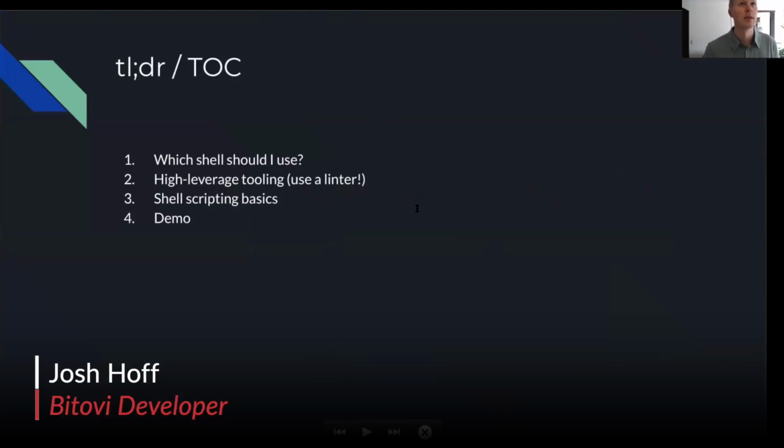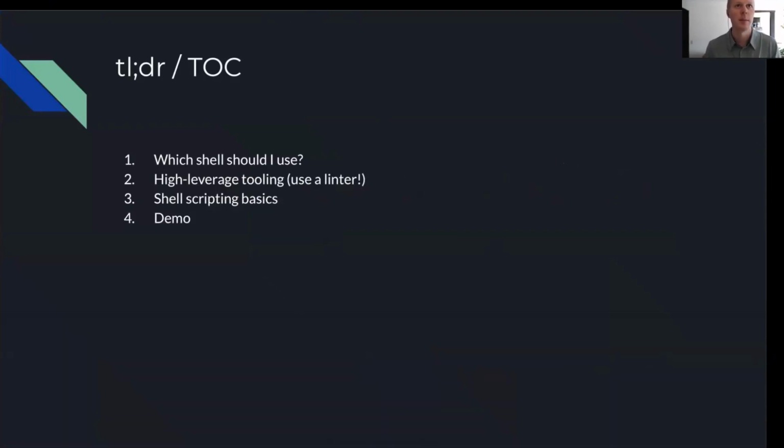He'll cover a common linter, the anatomy of a script, and some commonly used tricks to help you write shell scripts more quickly and accurately. There we go. The table of contents, I'm going to go over some shells you can use and the differences, the linter and some other high leverage tooling that can make your scripts easier to write, easier to debug, and some basics, and then a quick demo.